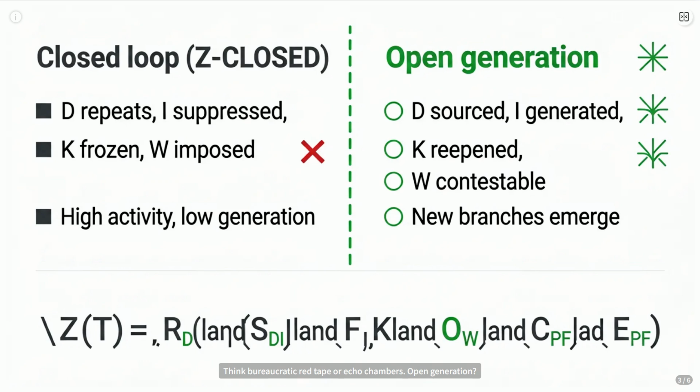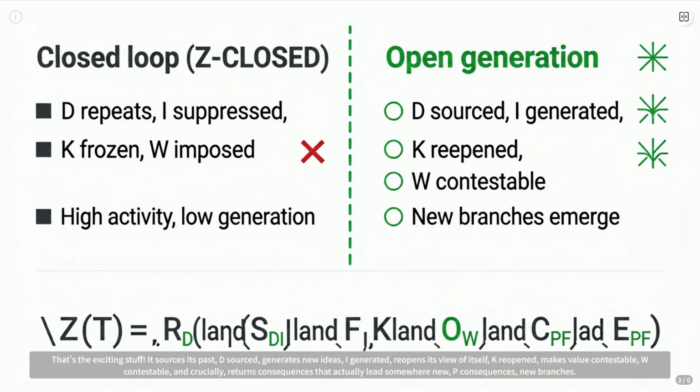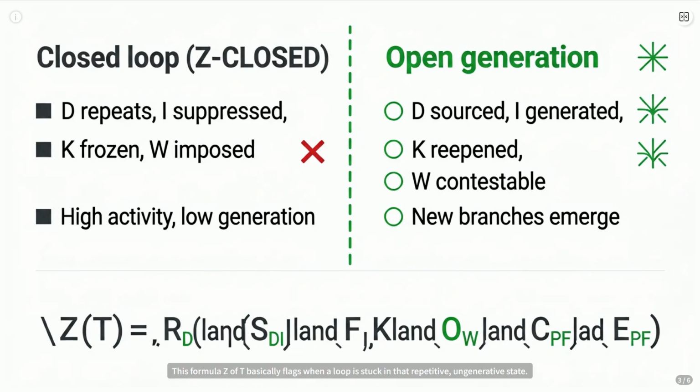Open generation? That's the exciting stuff. It sources its past, D sourced, generates new ideas, I generated, reopens its view of itself, K reopened, makes value contestable, W contestable, and crucially, returns consequences that actually lead somewhere new, P consequences, new branches. This formula Z of T basically flags when a loop is stuck in that repetitive, ungenerative state.